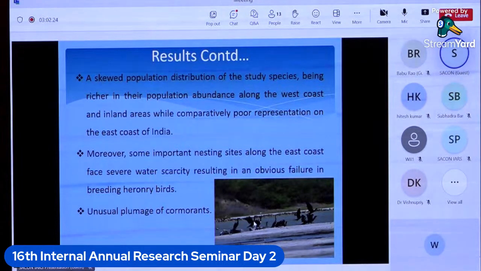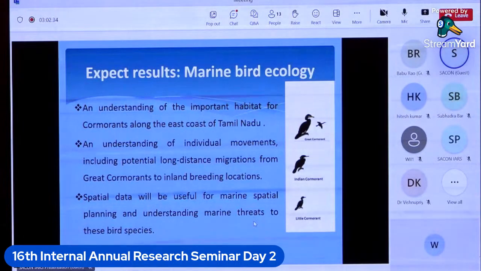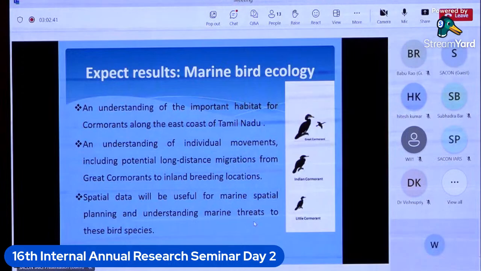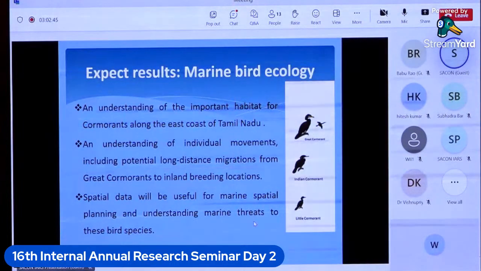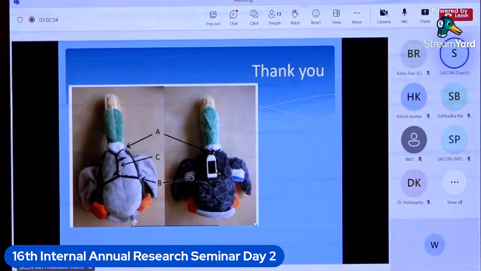And these are my little studies and little results. The expected outcome would be an understanding of important habitats for cormorants along the east coast, and we can expect results in the days to come, along with understanding the movements of the cormorants and their spatial distribution. To make spatial planning and marine planning is quite possible from these studies. These are the likely expected results in the years to come, provided the data permits. That's the important thing. Thank you.